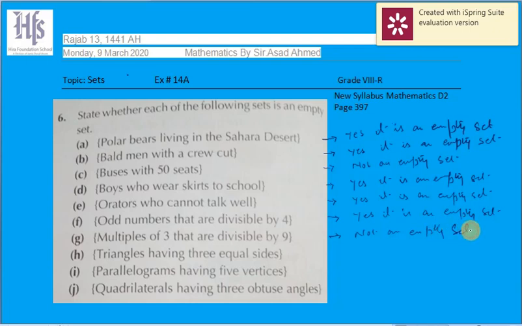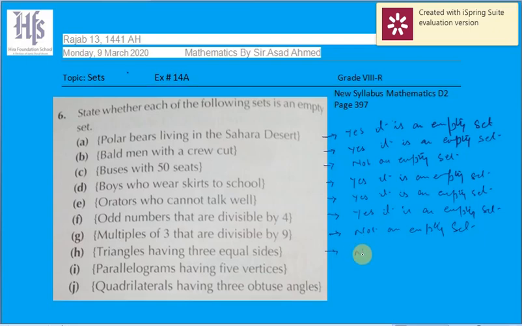Similarly, in part H, triangle having 3 equal sides. So we can see that there are a number of triangles which can have 3 equal sides. They are equilateral triangles and they may have some values. So it is also not an empty set.